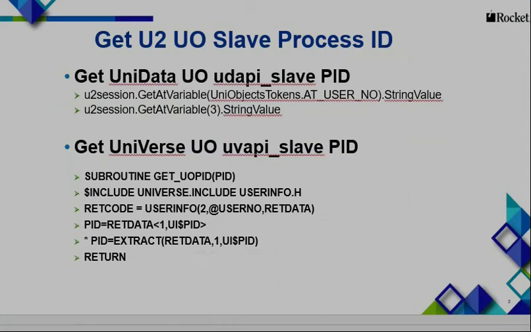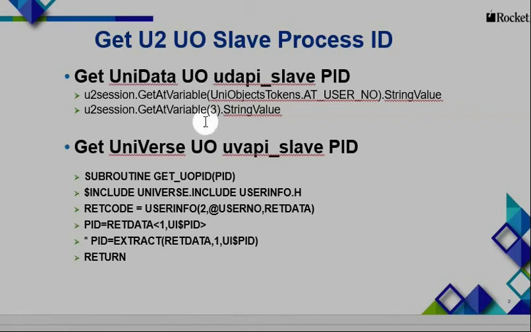First, we're talking about the UniData or Universe process ID. When you type in the Universe UVLIC tool or the UniData list user command, all it shows you is the slave process ID. But sometimes you want to know the corresponding UO server process ID. So I will show you how to get it.